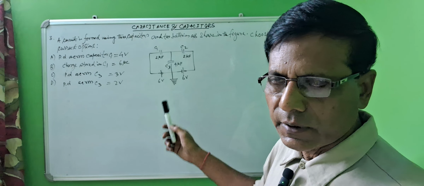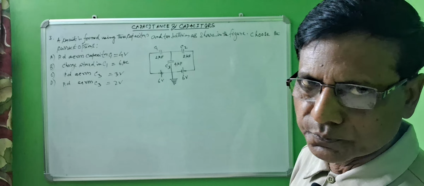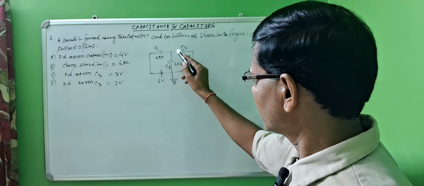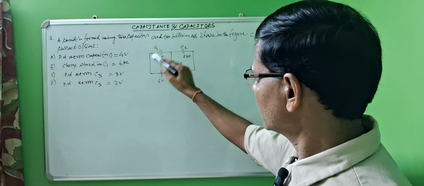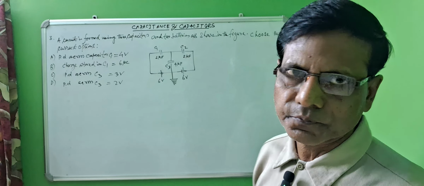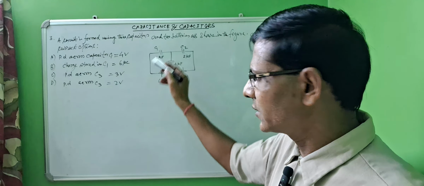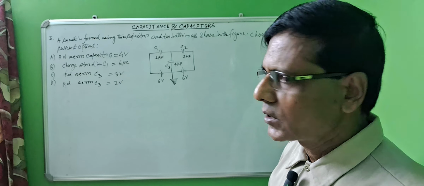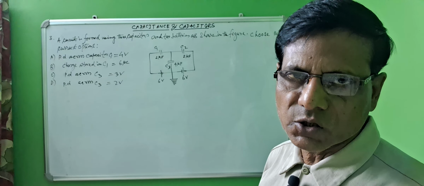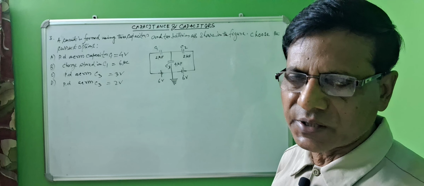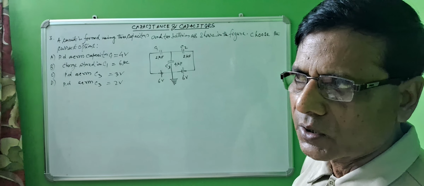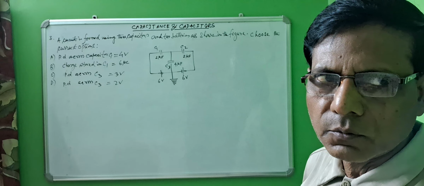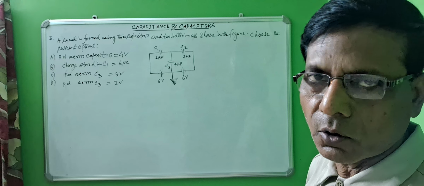You can take an amount of charge Q which is passing through, this is a plus point, minus point, in this way, because there is a plus sign in this way. And applying Kirchhoff's second law, which is called mesh law or loop law.